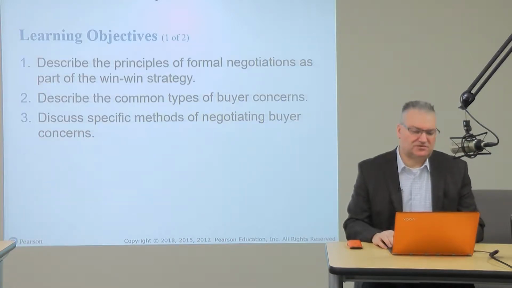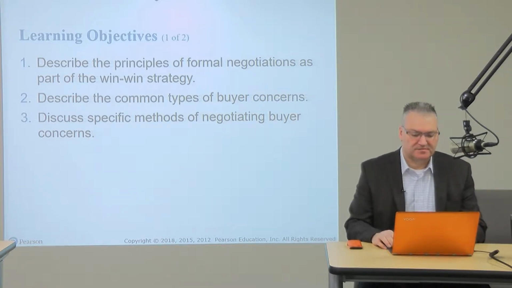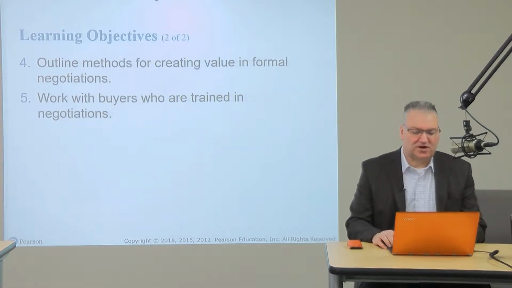Some of the learning objectives for this chapter involve describing the principles of formal negotiations as part of the win-win strategy, describing the common types of buyer concerns, discussing specific methods of negotiating buyer concerns, outlining methods for creating value in formal negotiations, and working with buyers who are trained in negotiations.